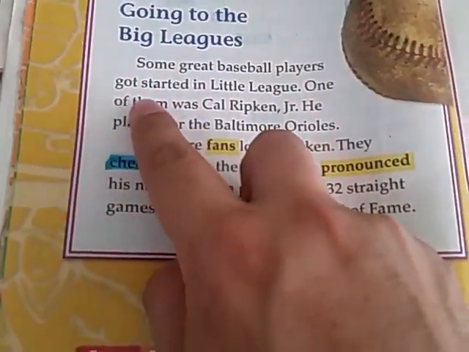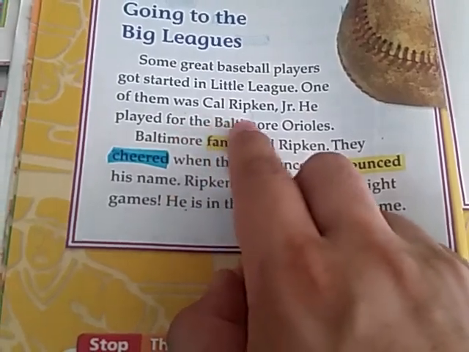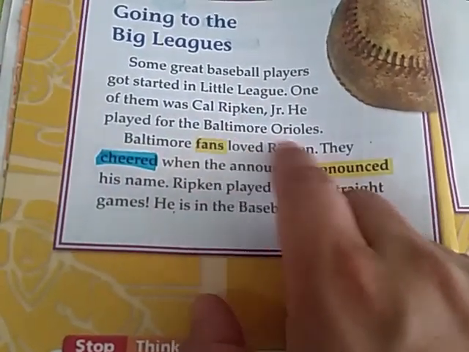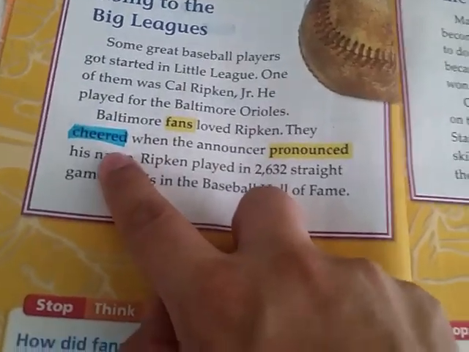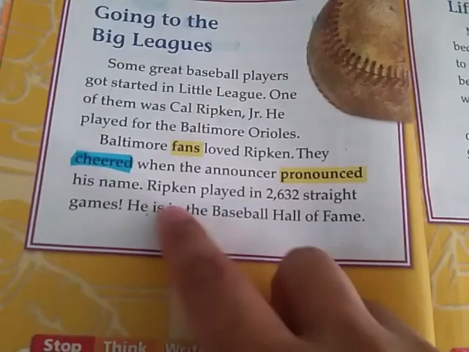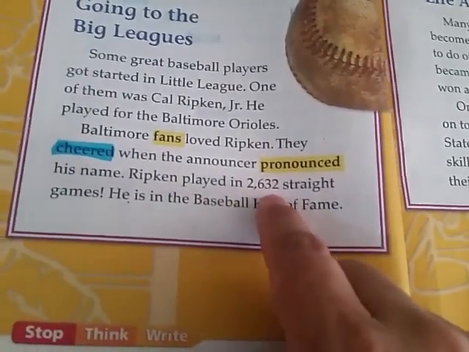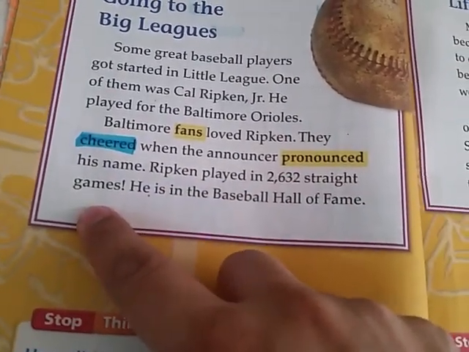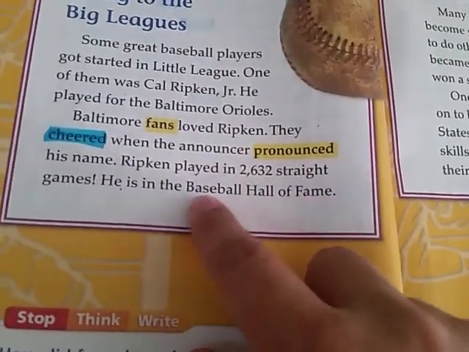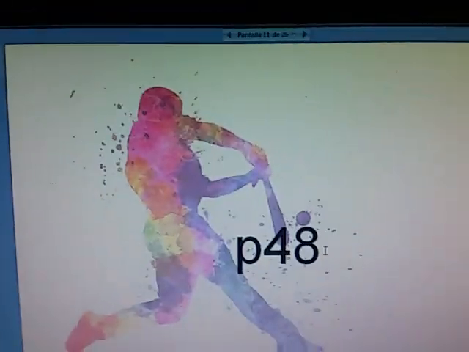Let's go over page 48. And on page 48, we read that some great baseball players started in Little League, like Carl Ripken Jr. He played for the Baltimore Orioles. And he was very famous, so famous that the fans cheered whenever his name was pronounced. He played 2,632 games in a row, in a streak. And he's in the Baseball Hall of Fame. It's like a very famous museum for baseball players.